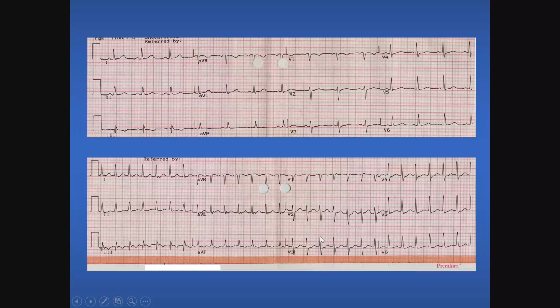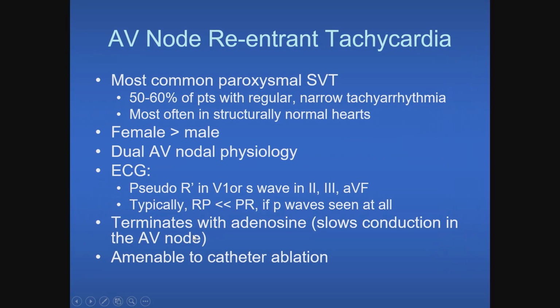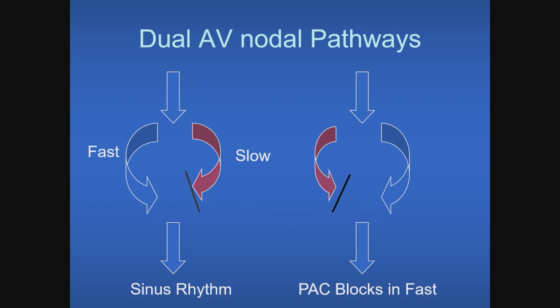I can actually back up and show you that as well. If you look at the terminal portion of the QRS here in lead 3, you can see in tachycardia there's a tiny little S wave that you also see in tachycardia. Typically, the RP interval is much less than the PR interval, and sometimes no P waves are seen at all. It typically terminates with adenosine because adenosine slows conduction in the AV node, and it's an arrhythmia that's highly amenable to catheter ablation. So what's the pathophysiology of AVNRT?